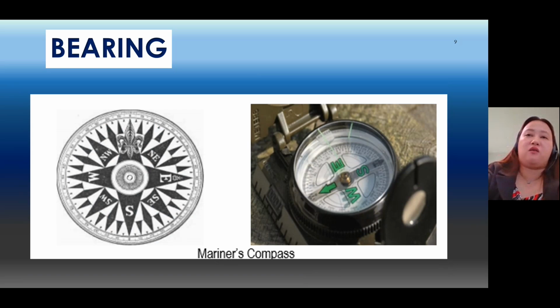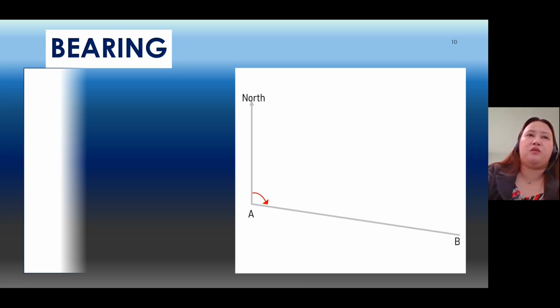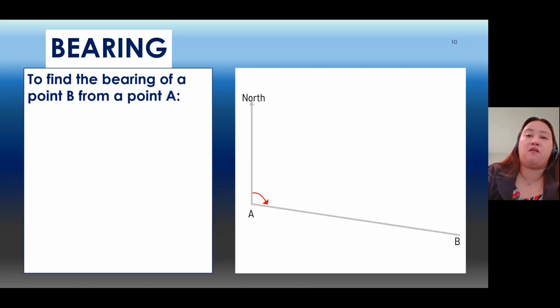So this is the mariner's compass. We're familiar with how a compass looks. We have the directions: the north, the west, the south, and then the east. And you can see in the compass, it is somehow like a protractor, but of course it is complete, with a complete revolution, from 0 up to 360 degrees. Okay, so this is an illustration of bearing.